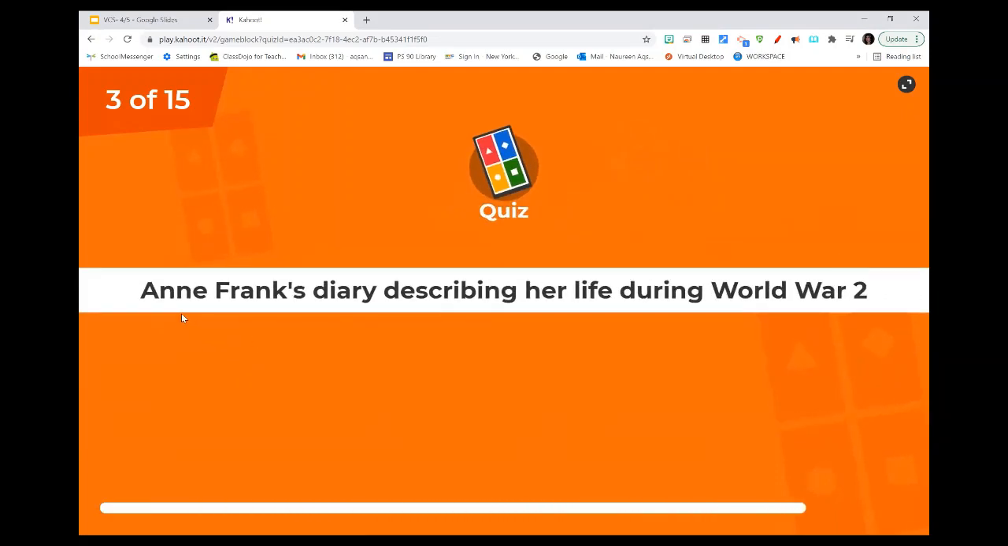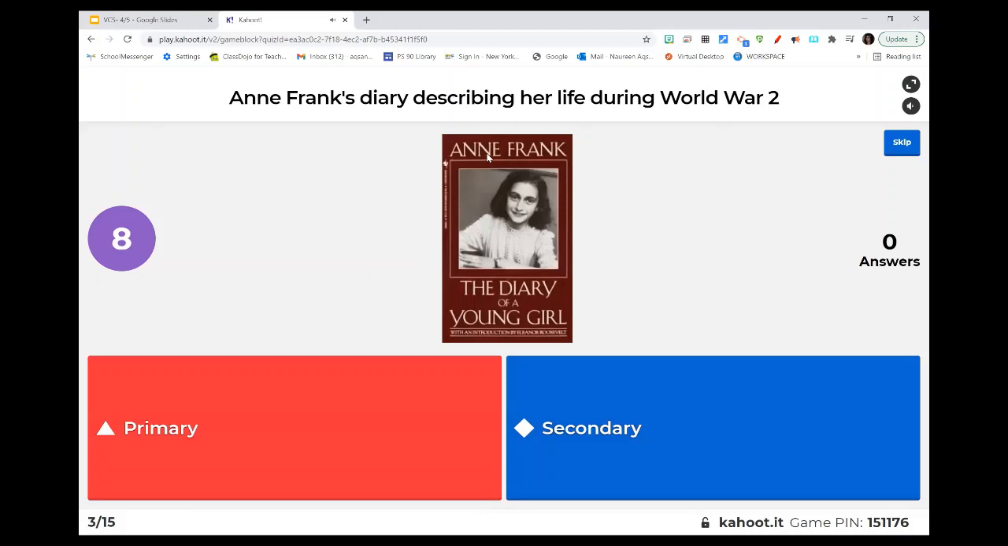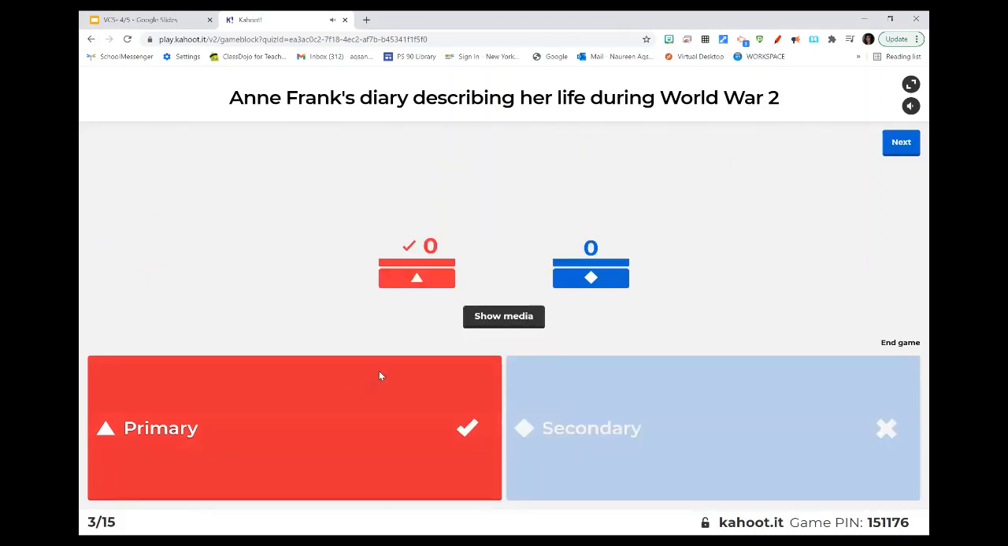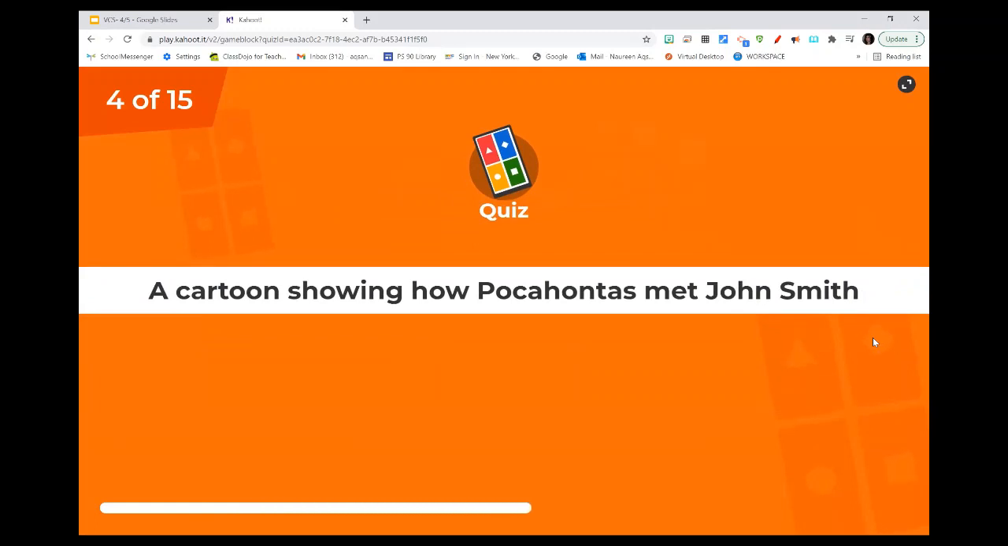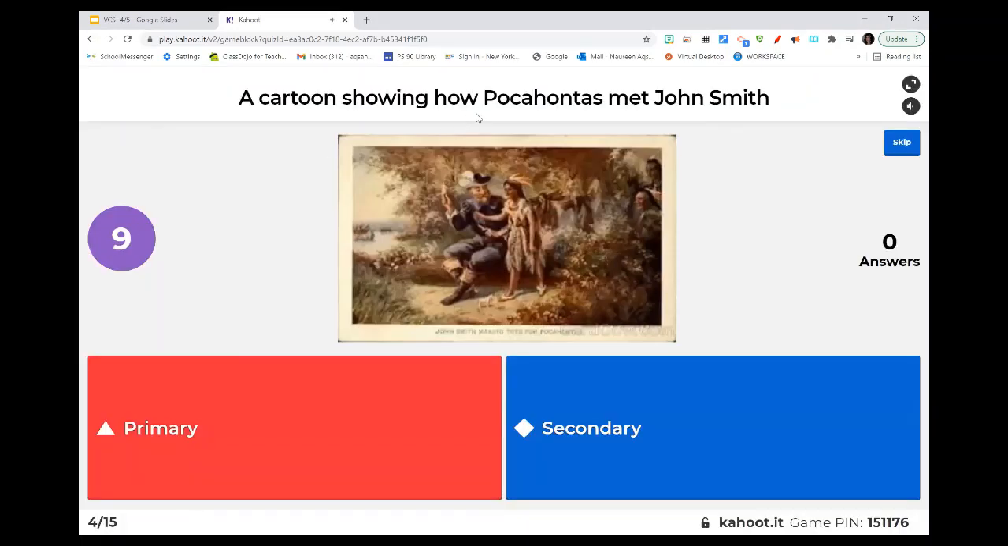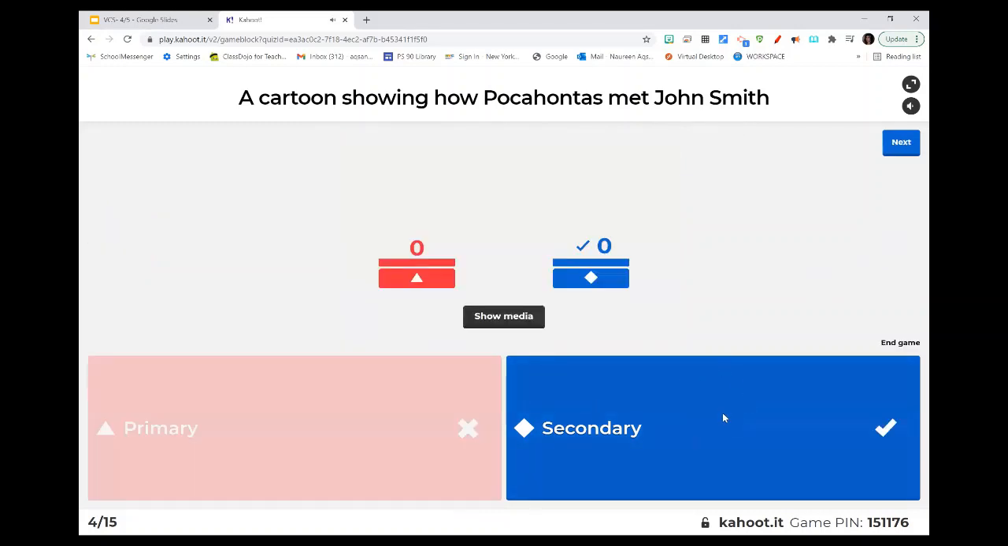Next question. Anne Frank's diary describing her life during World War II. It's the time of when she was alive, so it is a primary source. You got that. Next question. A cartoon showing how Pocahontas met John Smith. A cartoon, meaning not real? So I know that must definitely be secondary. Awesome work, guys.